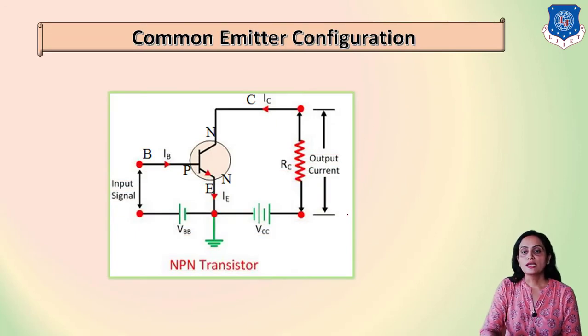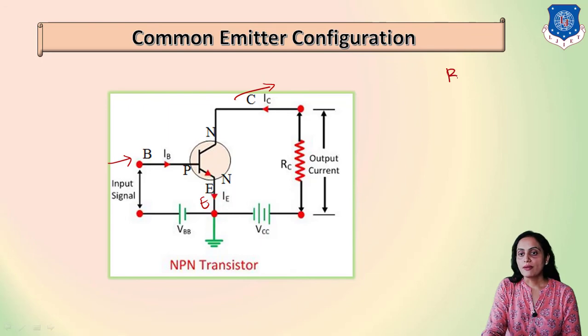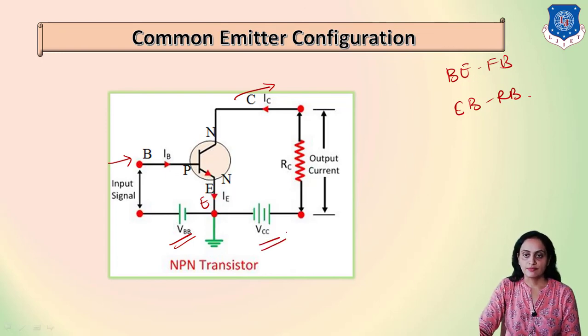Now we will see the common emitter configuration. In this, the emitter terminal is grounded, and we are applying input to the base terminal and taking the output from the collector terminal. And here also, in order to bias this configuration into the active region, we keep the base to emitter junction forward biased and the collector to base junction reverse biased. And for that, this VBB, that is this battery at the input, and at the collector, is connected.